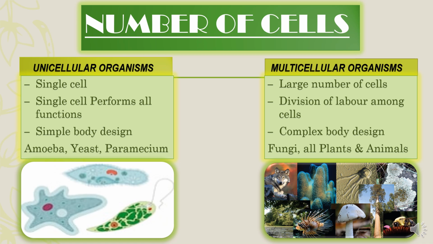And multicellular organisms have more than one, means a very large number of cells in their body. There may be millions and millions of cells, and due to the presence of a large number of cells there is a division of labor, means some groups of cells are formed and each group performs a particular function, and those cells together make tissues, and then these tissues perform different functions, and in this way their body design goes into complexity. So their body design is not simple, rather they have a complex body design made up of various tissues, organs, organ systems, etc. So multicellular organisms are all plants and animals, certain fungi, algae, etc.